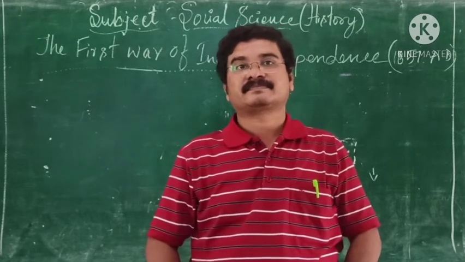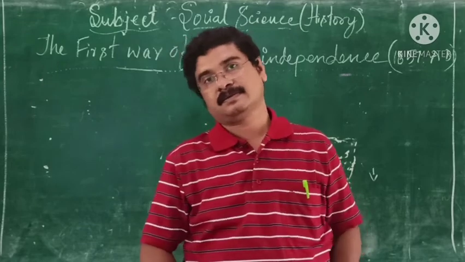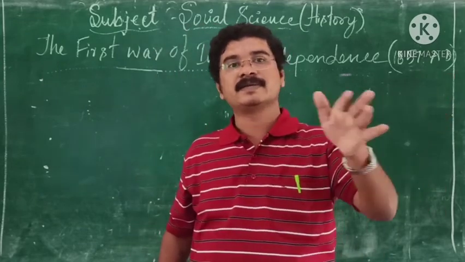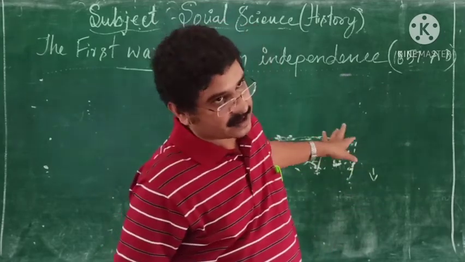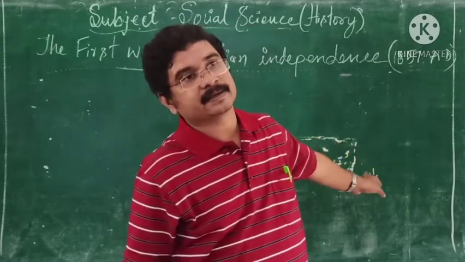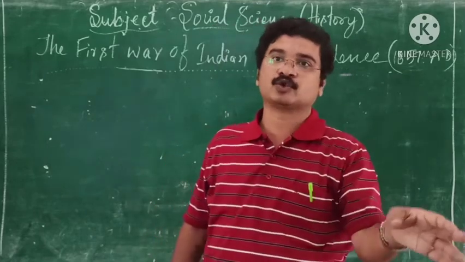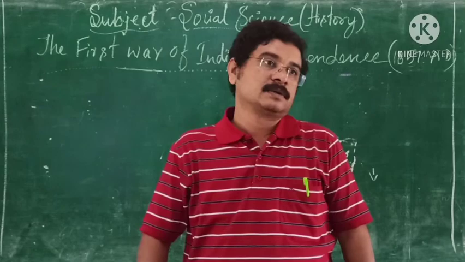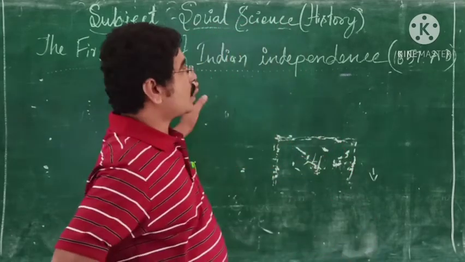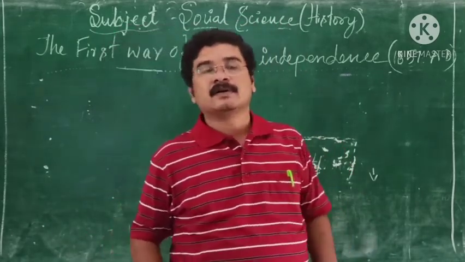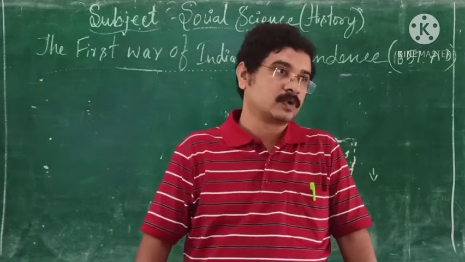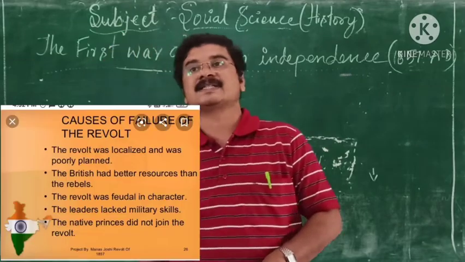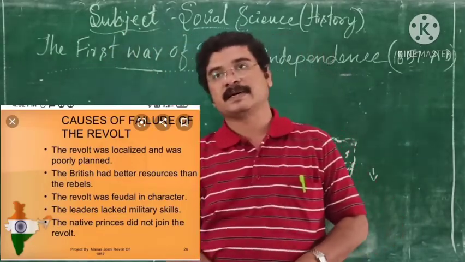Then, these are all what we have learned. The major causes for the first Indian independence war we discussed. Then, how it was spread throughout India. Now, this war was a failure. Okay. What were all the causes? What were all the reasons for the failure of the revolt?